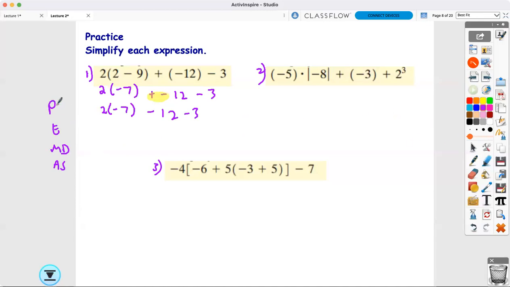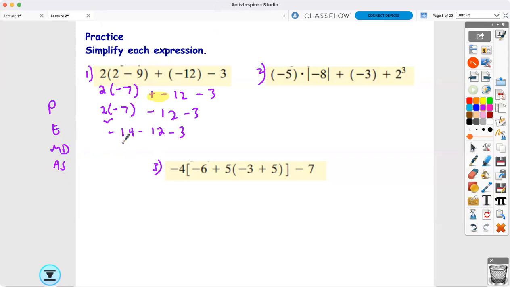Now we're done with parentheses. There's no exponents. Now we're gonna multiply and divide from left to right. 2 times -7 is what, class? -14, that's correct. So then we get -14 minus 12 minus 3. Now we add and subtract from left to right.